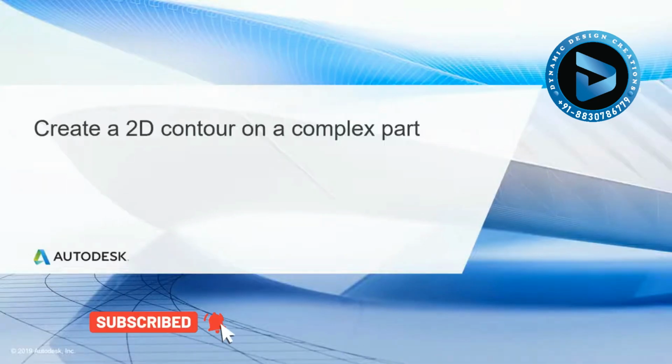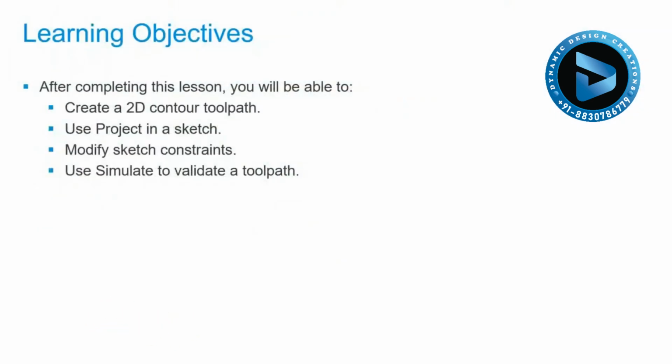In this lesson, we'll create a 2D contour on a complex part. After completing this lesson, you'll be able to create a 2D contour toolpath, use Project in a sketch, modify sketch constraints, and use Simulate to validate a toolpath.